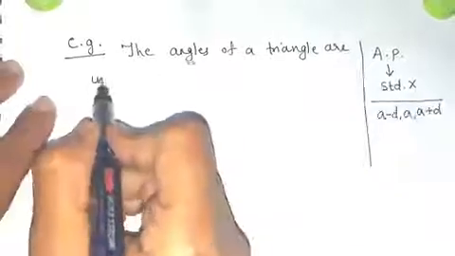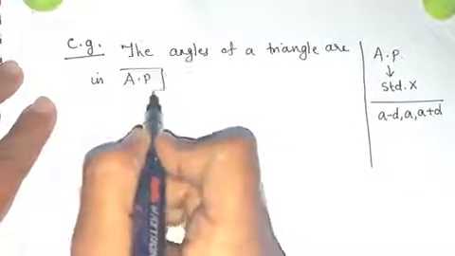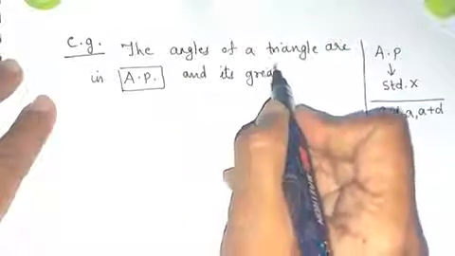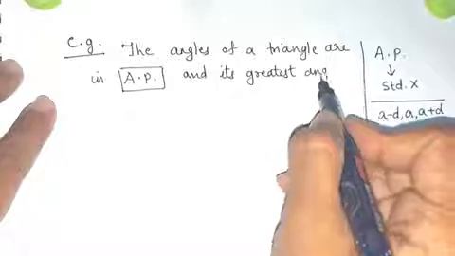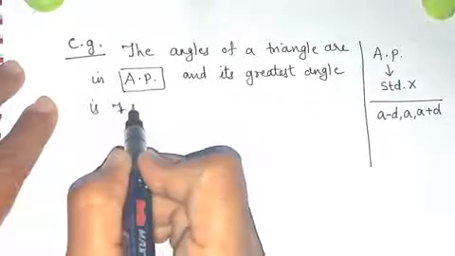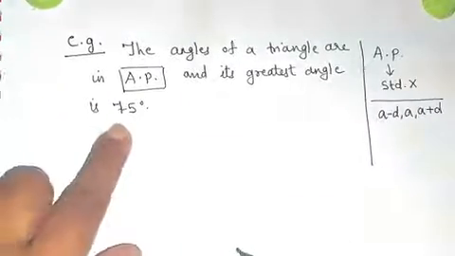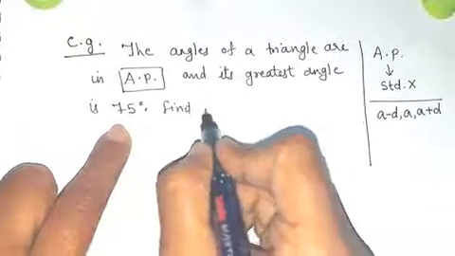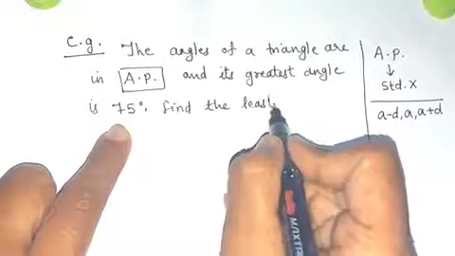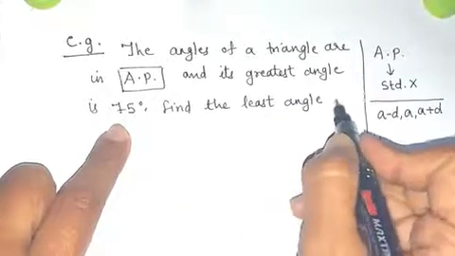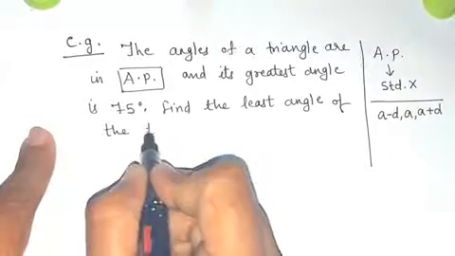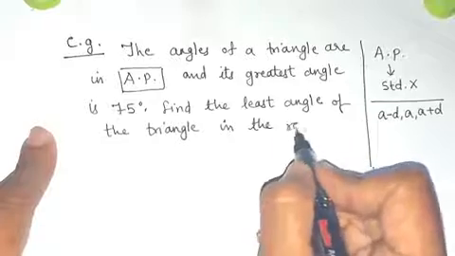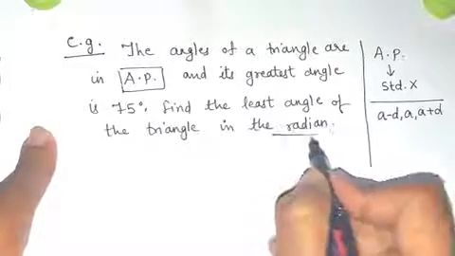are in AP. This is a useful word for our problem, and its greatest angle is 75 degree, means सबसे बड़ा एंगल 75 डिग्री का है. We have to find the least angle, means सबसे छोटा वाला एंगल हमें निकालना है, of the triangle, and a special instruction is given as to find the least angle in radian.